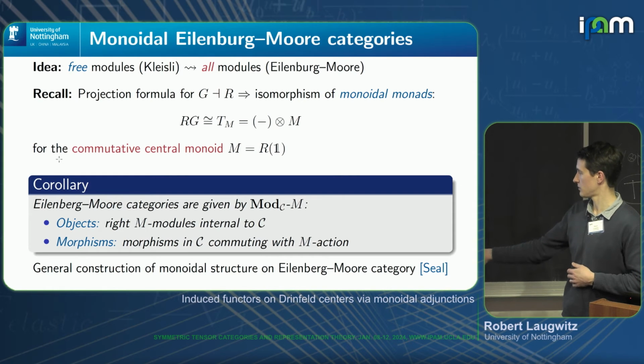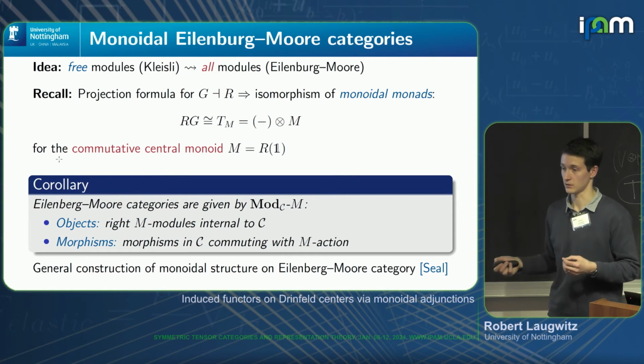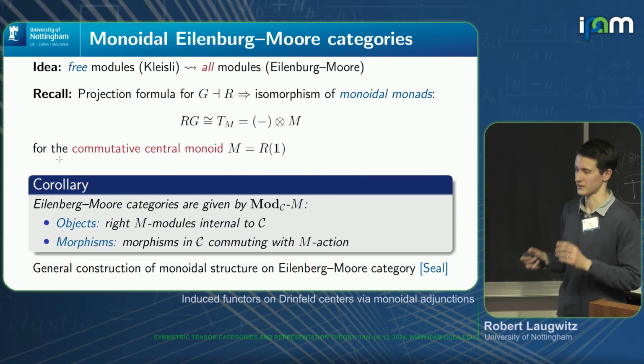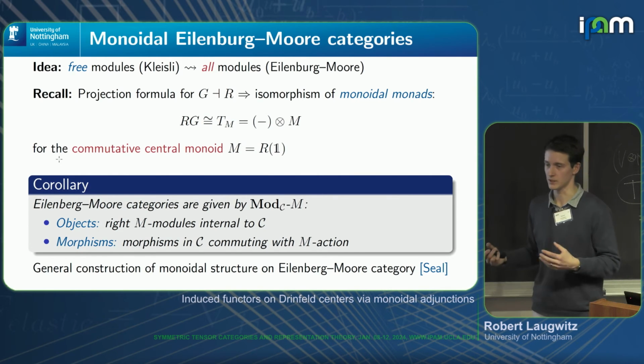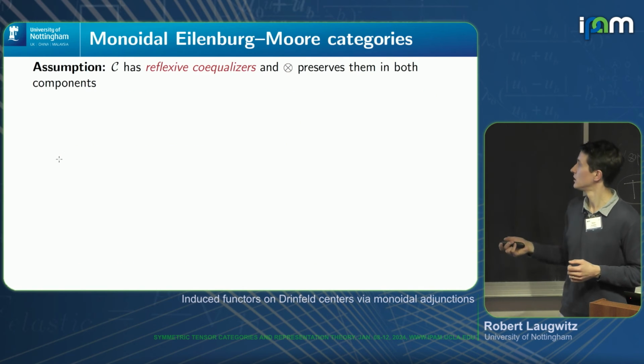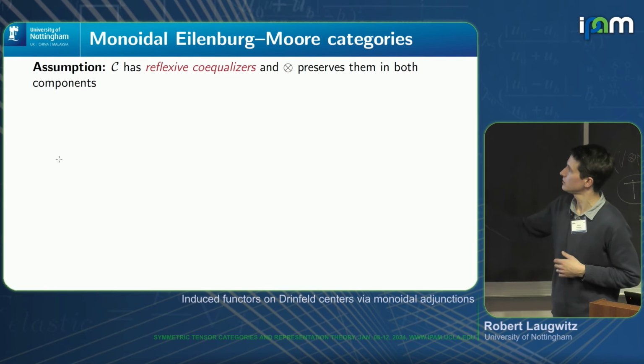And in general, there's a paper by Seal that tries to, in complete generality, define monoidal structures. There are technical assumptions under which we can get monoidal structure on Eilenberg-Moore categories, but we don't really need this here. And in a special case, it will coincide. So now, how does this become a monoidal category?